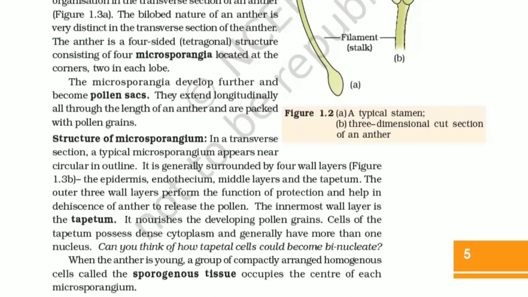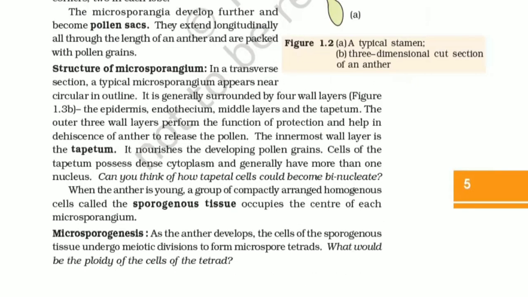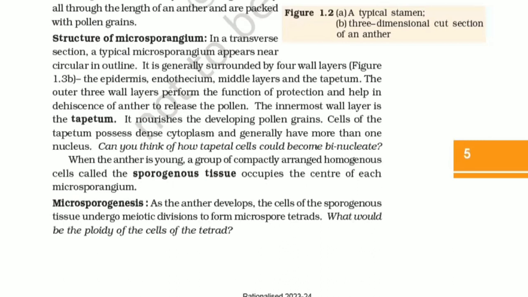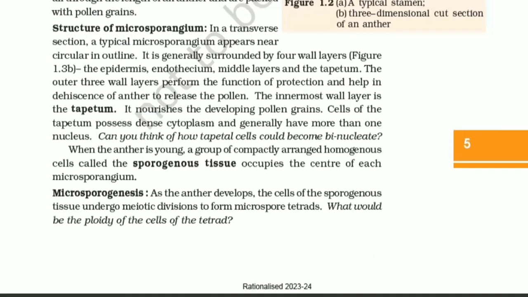Structure of microsporangium. In a transverse section, a typical microsporangium appears nearly circular in outline. It is generally surrounded by 4 wall layers as shown in figure 1.3b: the epidermis, endothecium, middle layers and the tapetum. The outer 3 wall layers perform the function of protection and help in dehiscence of anther to release the pollen.